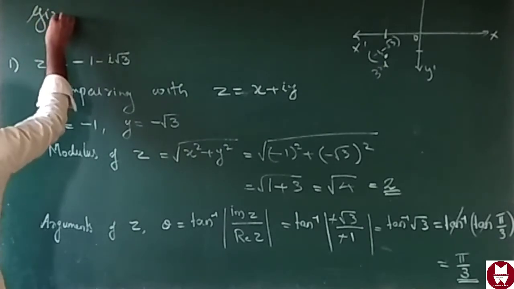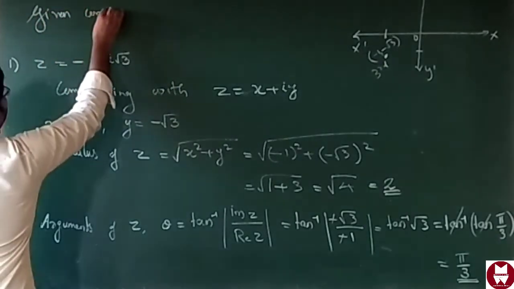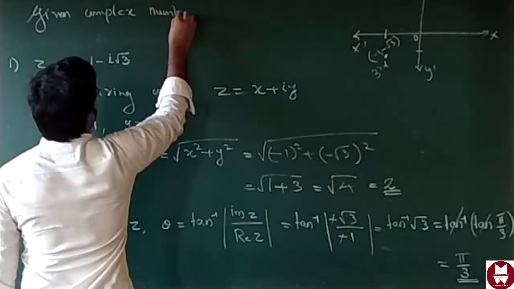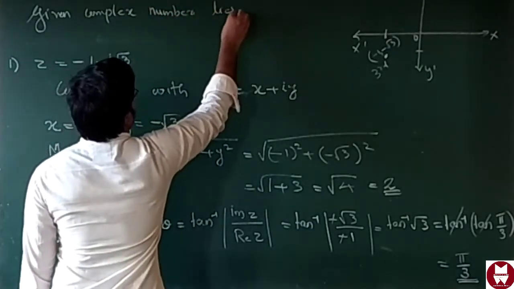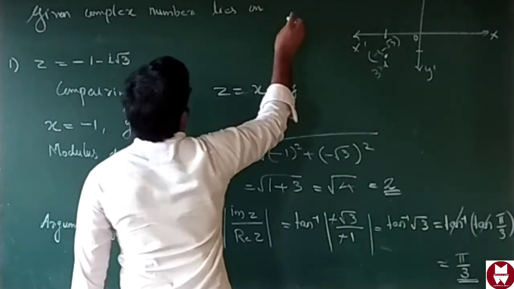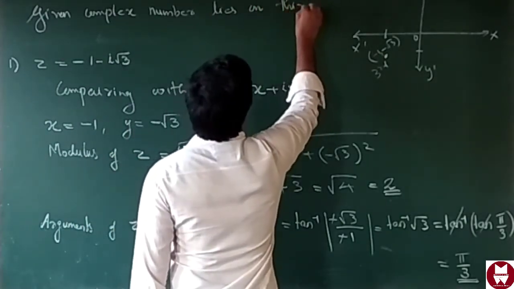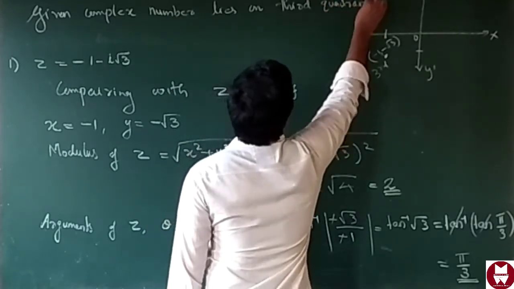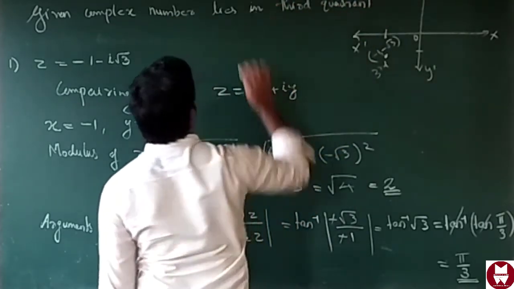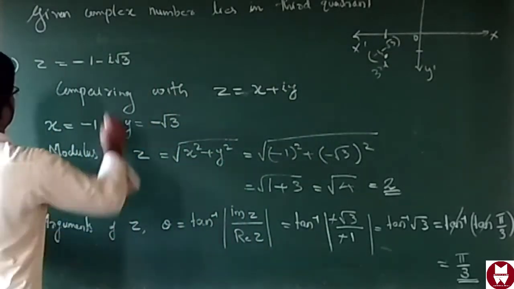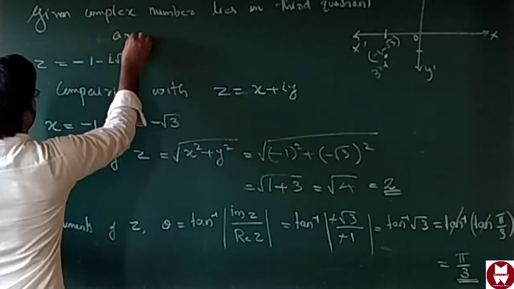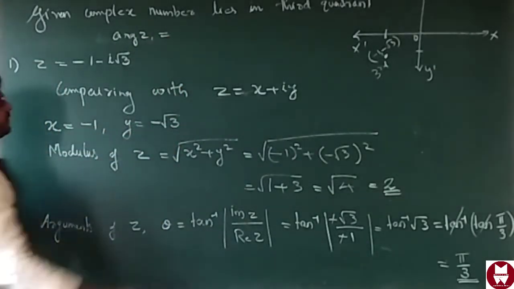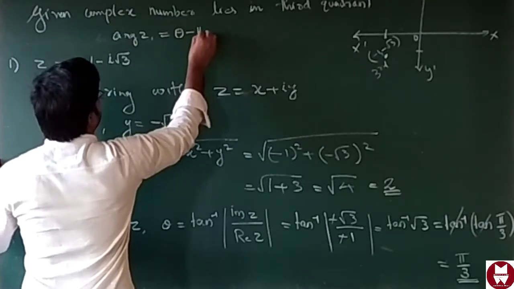We can write the given complex number lies on the third quadrant. The argument of z, in the third quadrant, will be theta minus pi.